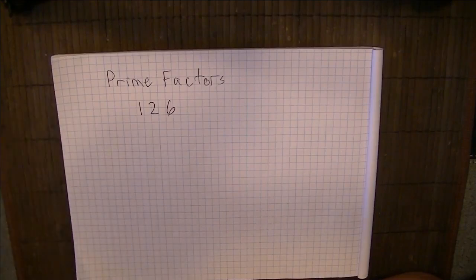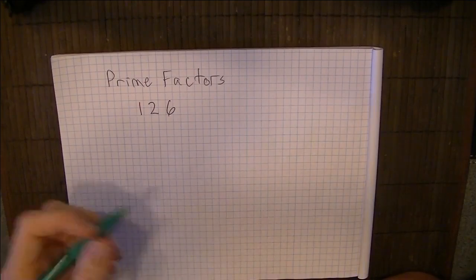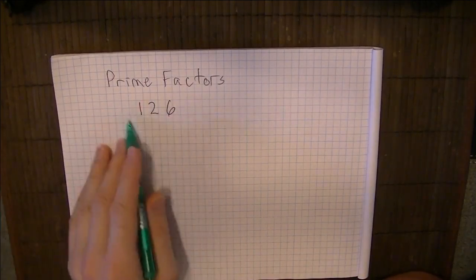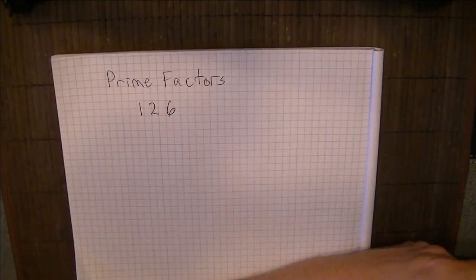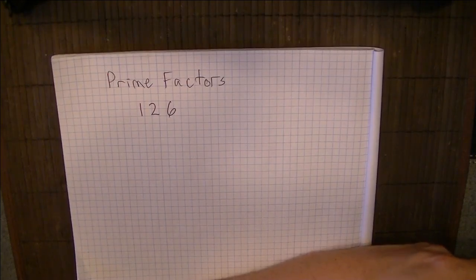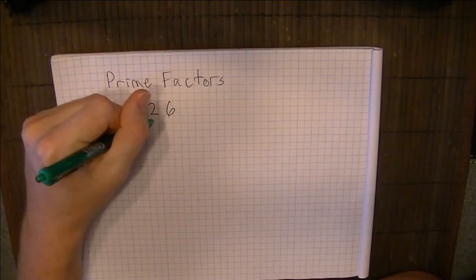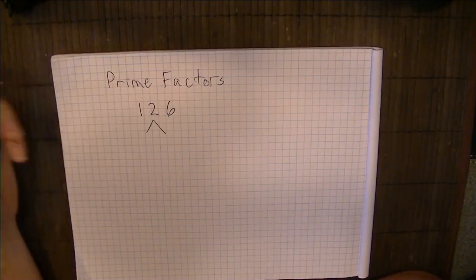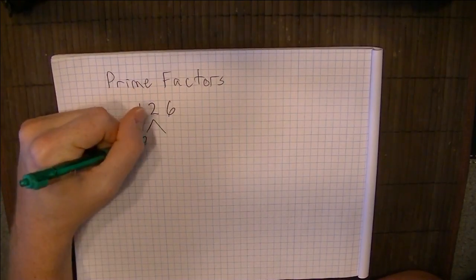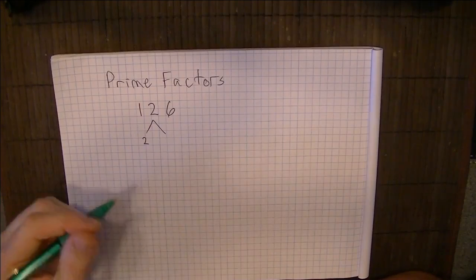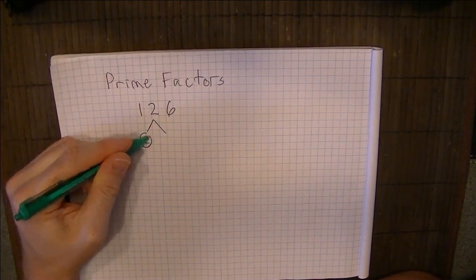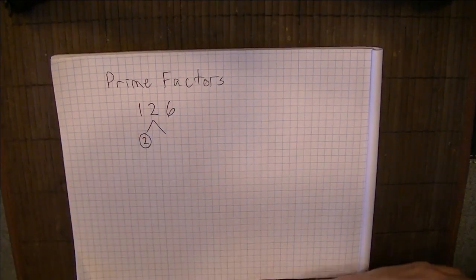So what I want to do now is explore what I mean by saying that every composite number can be broken down into its prime factors. First, how can I write this as a pair of factors? Well, I've already said that 2 goes into this number, so 2 times what is 126? I'm going to write sort of a tree diagram is the idea. 2 is prime, so I'm going to circle it.